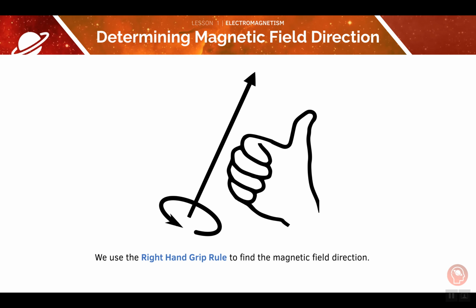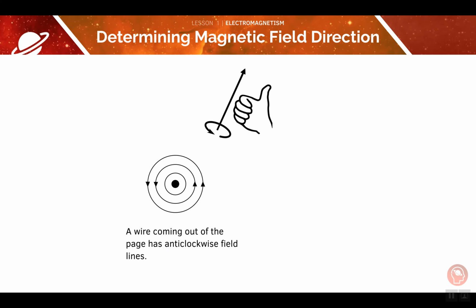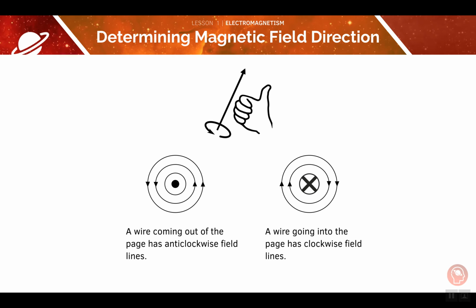Once we know the direction of the wire, we can use our right-hand grip rule to work out the direction of the magnetic field. For a wire coming out of the page, the fields will run in an anti-clockwise direction. For a wire going into the page, the field lines will run in a clockwise direction.